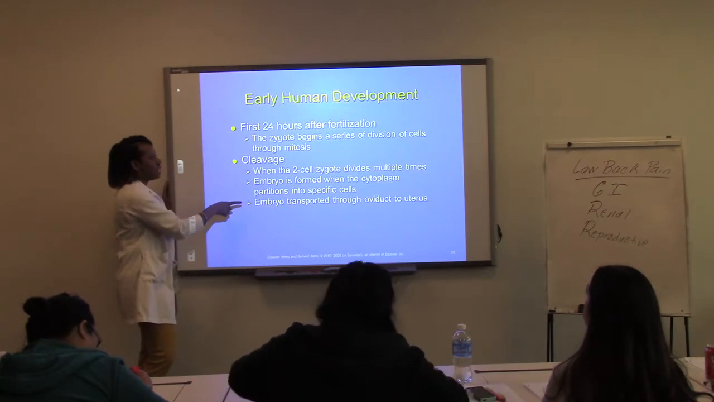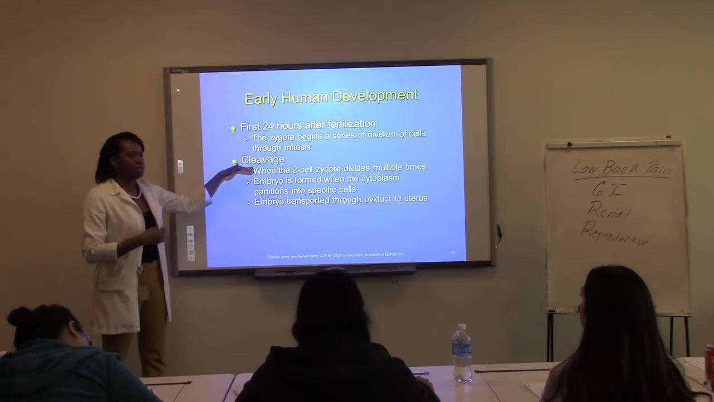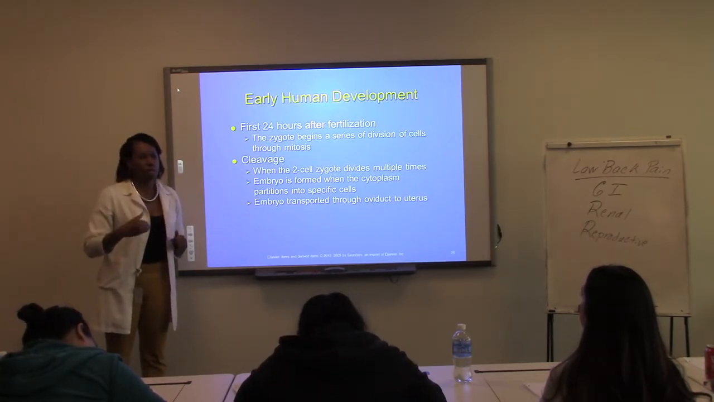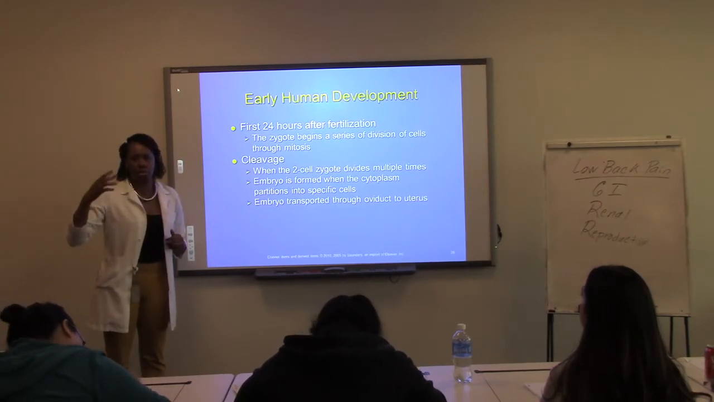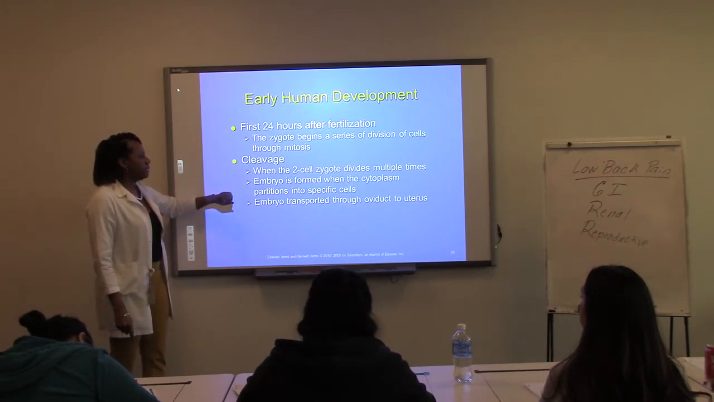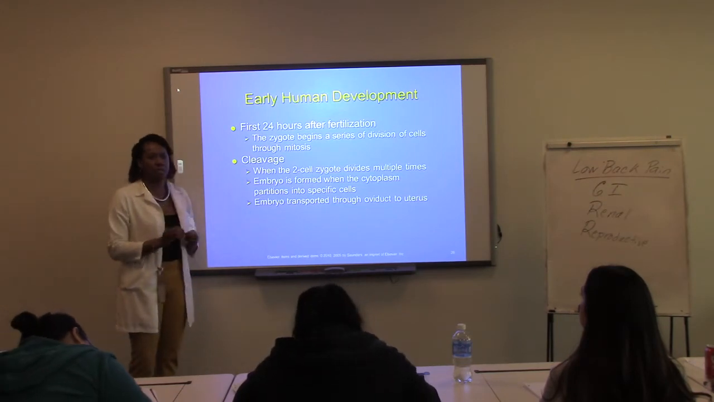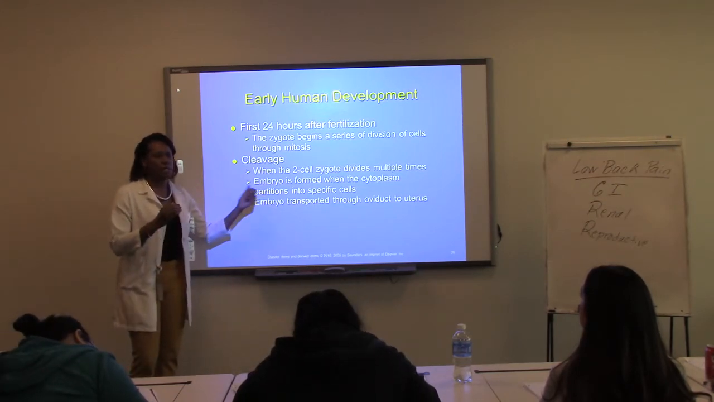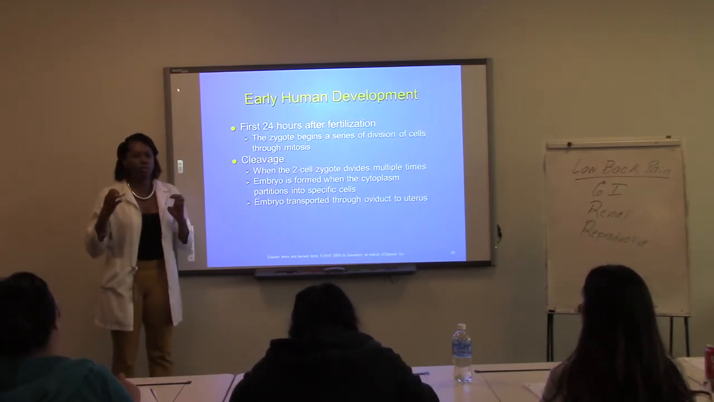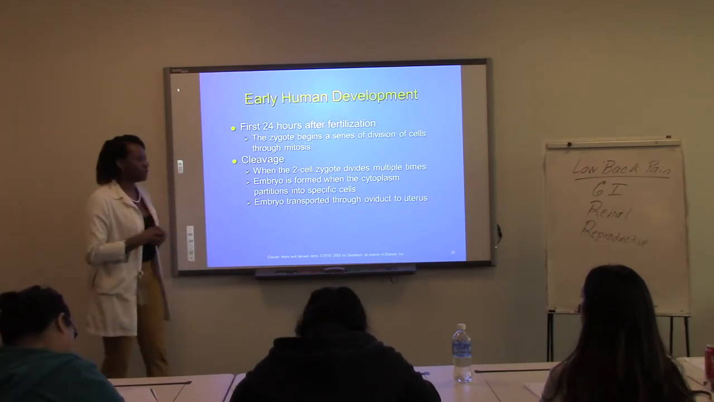Now, the first stage of this mitotic division that occurs is what we call cleavage. Cleavage is where you have a 2-cell zygote that actually divides multiple times. So it goes from 2, 4, 6, 8, 10, and so forth. Now, the whole point of this happening is the embryo is actually formed when the cytoplasm partitions into specific types of cells. And that's key because if we're now forming these different groups of cells, what do you think they're going to differentiate into? They're going to differentiate into different organs. So this is where organ development begins.